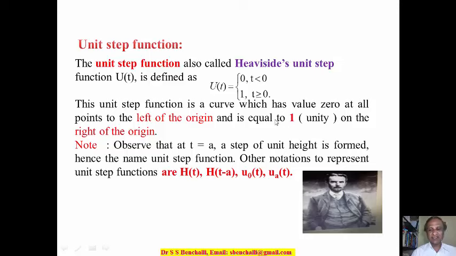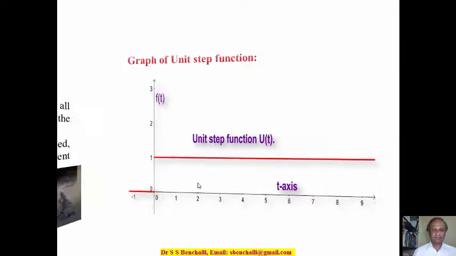This unit step function is a curve which has value 0 at all points to the left of the origin and is equal to 1, or what we call unity, on the right of the origin. Note that at t is equal to 0 a step of unit height is formed, hence the name unit step function. Other notations to represent unit step functions are h of t minus a, u naught of t, u suffix a of t. These are the few notations we usually use while defining unit step functions.